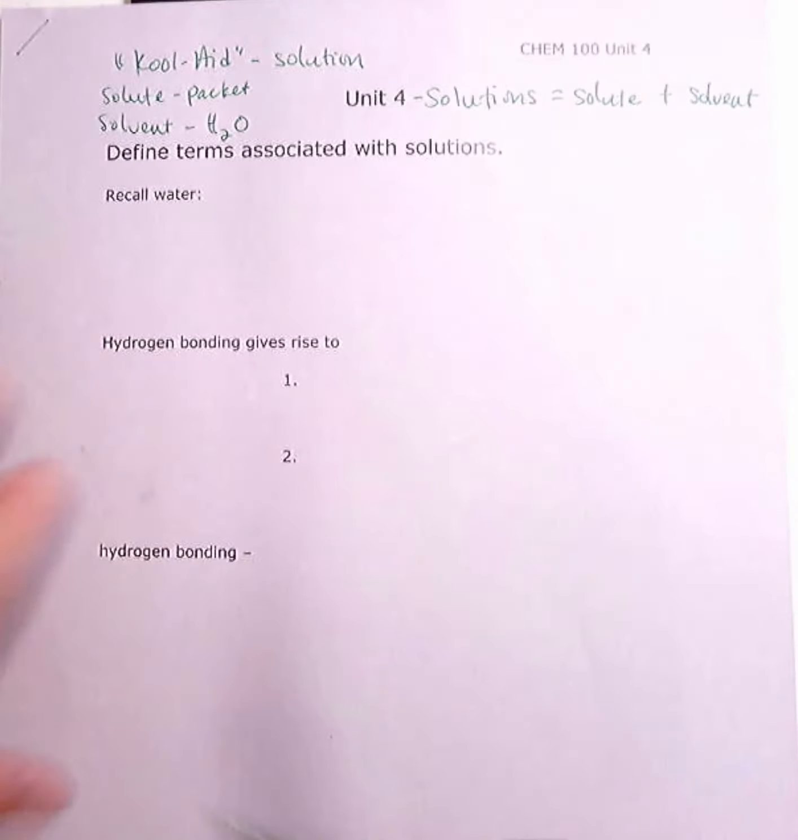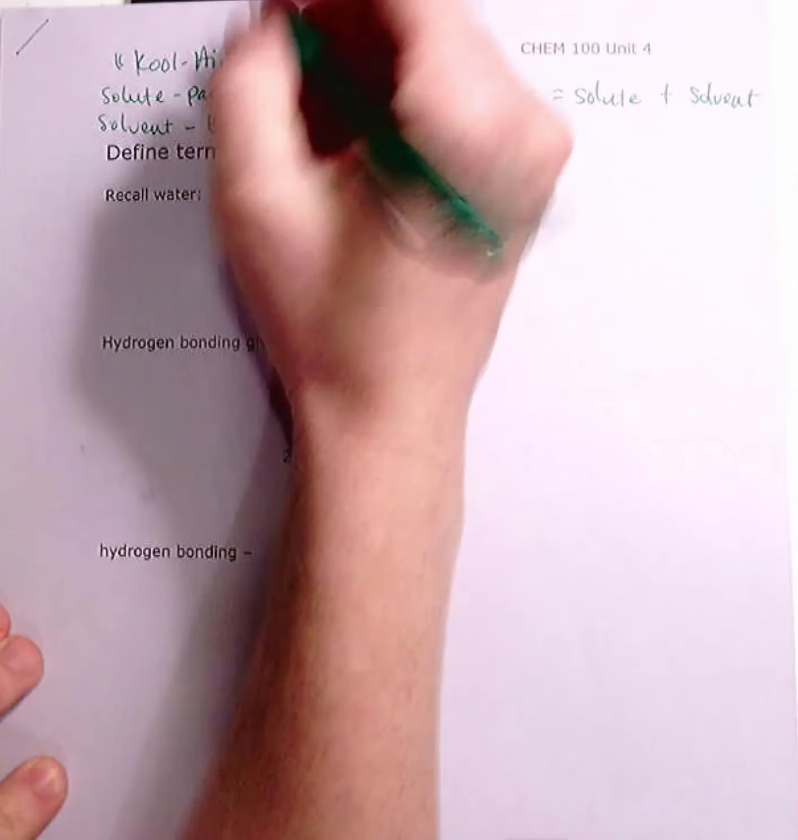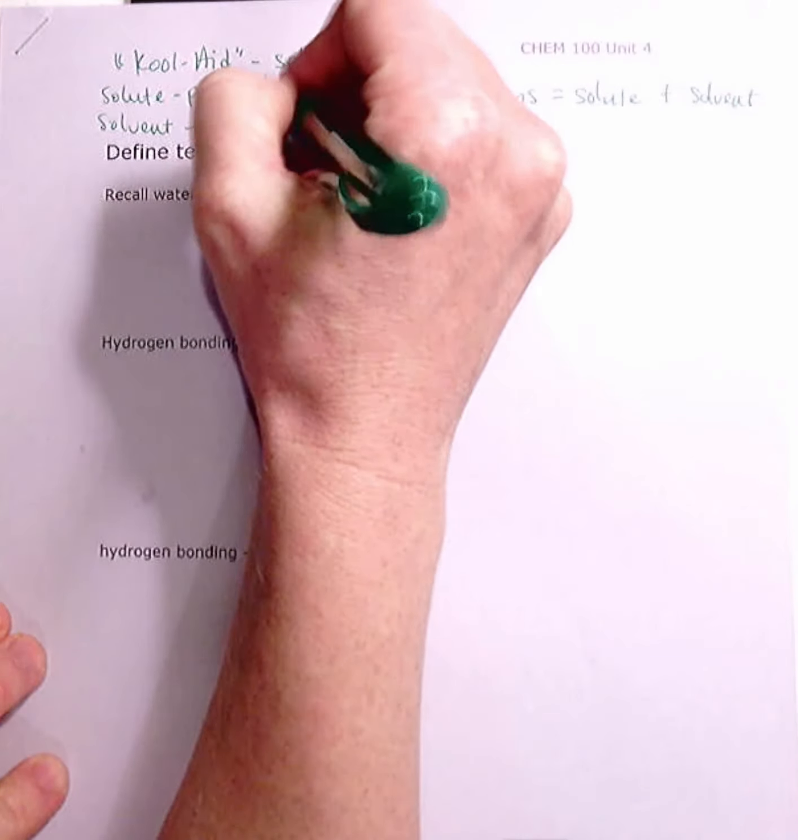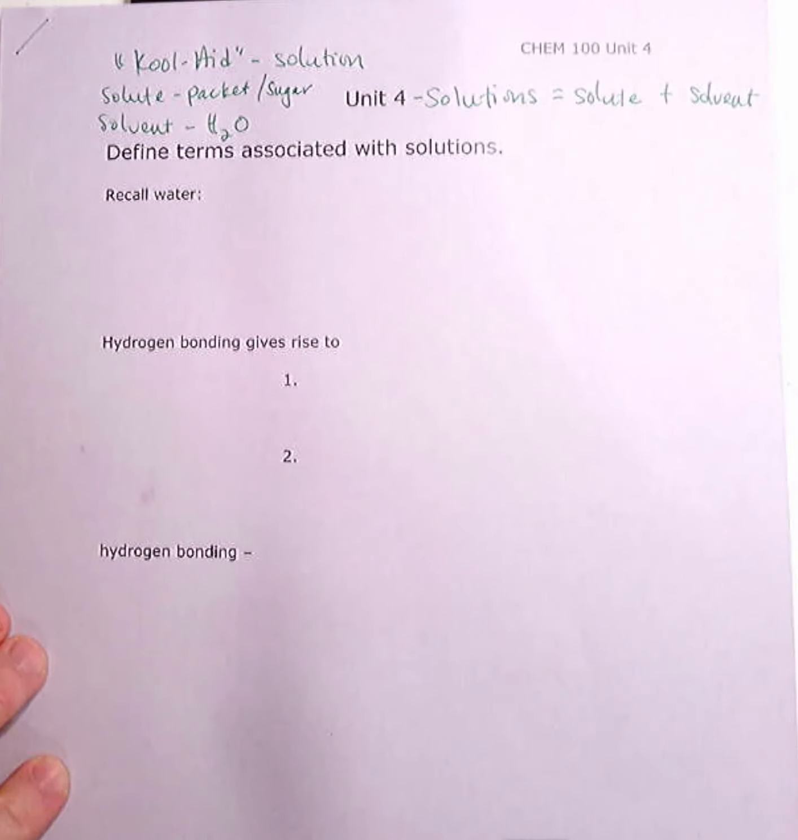Now, you can have more than one solute in a solution. So if you're using the sugar-free Kool-Aid, then you don't need to add anything else besides the packet. But if you're using the Kool-Aid that requires sugar, then you would include that as your solute as well.